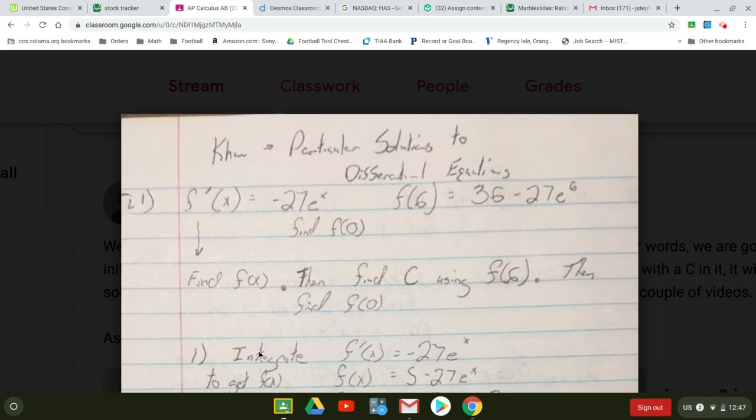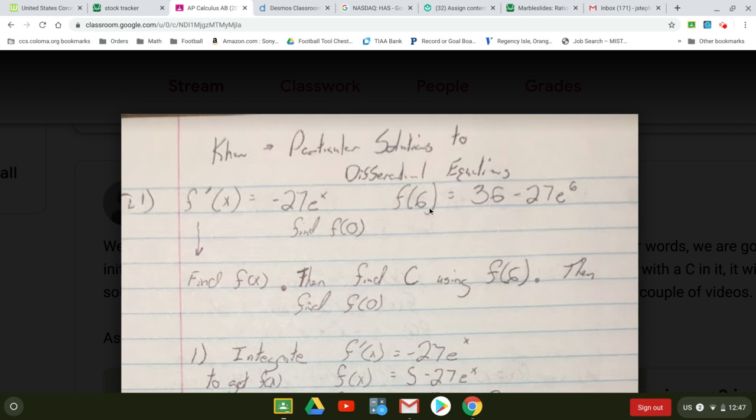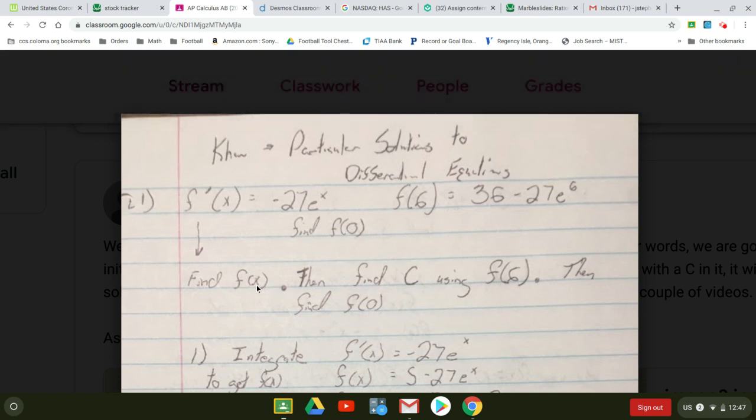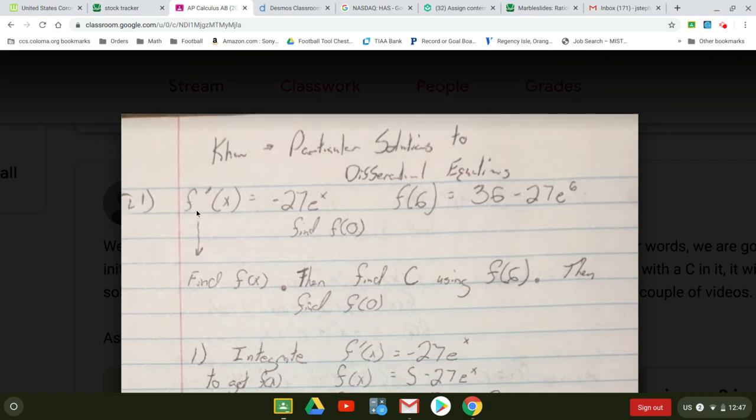We have to integrate. Once we have f of x, there's going to be a c in it, a constant. We're going to figure out what that constant is by using this given condition. And that'll allow us to solve for the constant. Once we know what the constant is, now we can plug 0 in for our x and get the particular solution. So first, use f prime of x to find f of x.